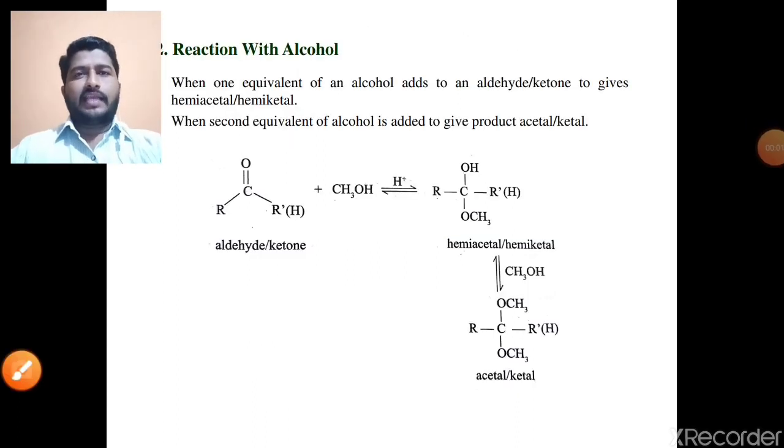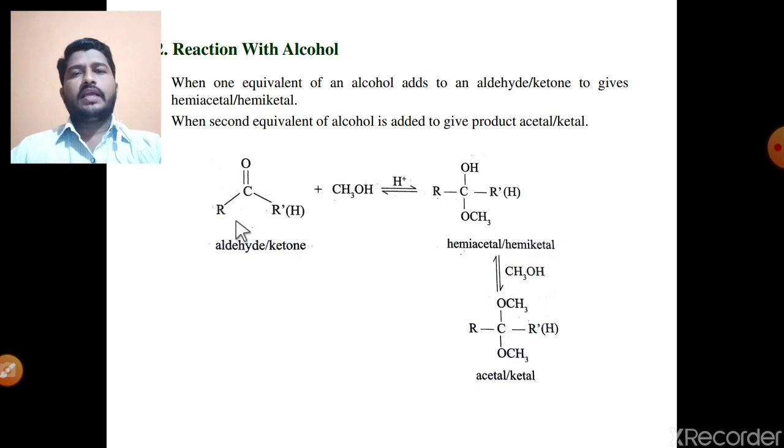Next, the second reaction of carbonyl compounds is the reaction with alcohol. When one equivalent of alcohol adds to an aldehyde or ketone, it gives a hemiacetal or hemiketal, but when a second equivalent of alcohol reacts with this hemiacetal or hemiketal, it finally gives an acetal or ketal derivative. See the general reaction; this reaction is also called protection of the carbonyl compound.